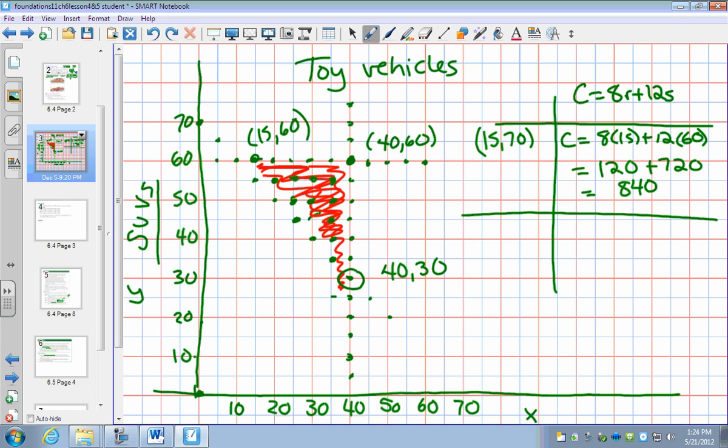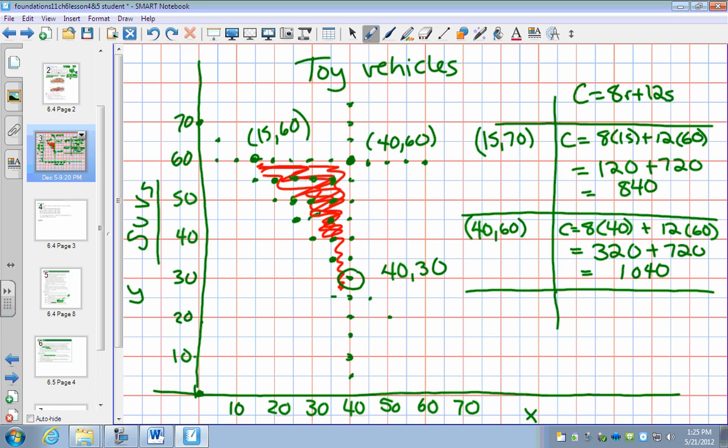We'll see. The next one is 40, 60. We're going to sub in. So cost is equal to 8 times 40 plus 12 times 60. So I'm going to go 8 times 40. 8 times 2 is 16. 8 times 4 is 32. With a 0 plus 12 times 60, we already saw was 720. So this is going to be 1040. So already this is maximum, but there's still one more point, which is 40, 30.